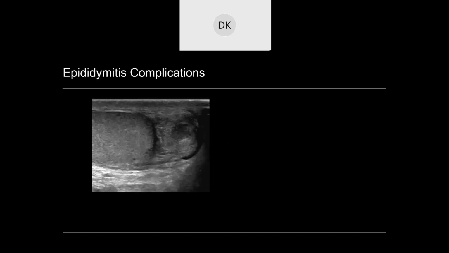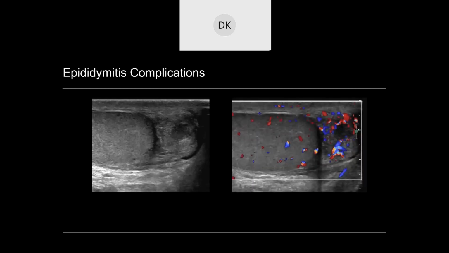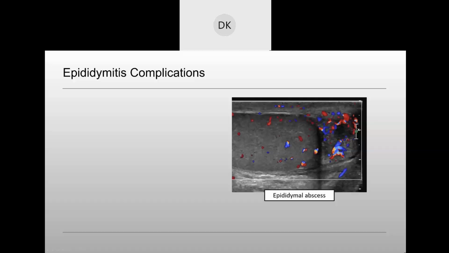So some of the complications to be aware of with epididymitis would be this case. So there's a heterogeneously hypoechoic focus there in the epididymal tail, and then when we add color Doppler, there's peripheral hyperemia surrounding it here. So this is a pretty classic appearance for an epididymal abscess. So epididymal abscess, it's usually a complex avascular fluid collection, but it's typically treated with just antibiotics. These usually don't need to be drained, and they're also very small.